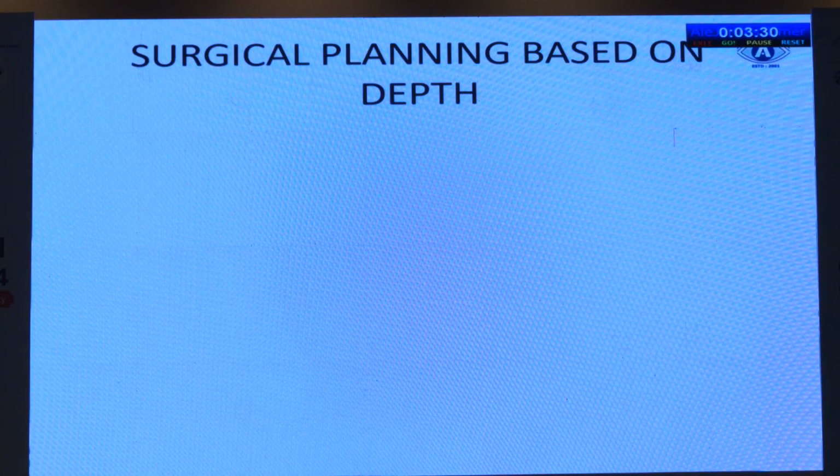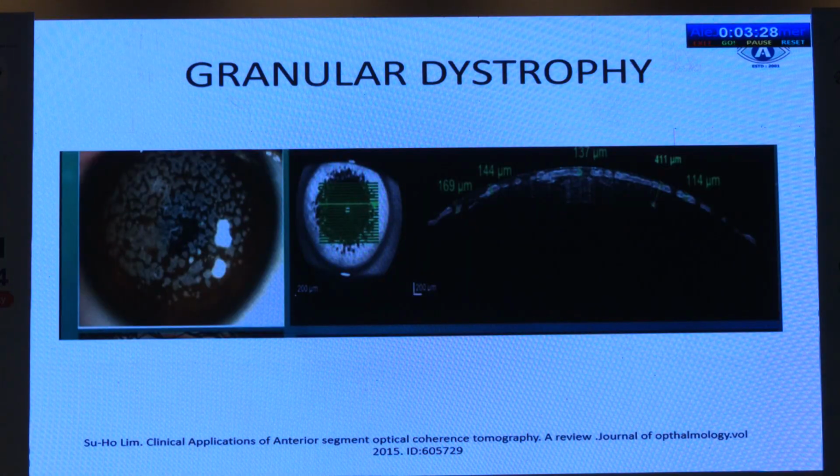When you have to plan surgical depth, in a case of granular dystrophy where deposits are present all over the cornea, if they are present only in the first 150 micron layer, you could just do away with PTK. If they are in a deeper layer, then you need to plan an additional lamellar procedure.